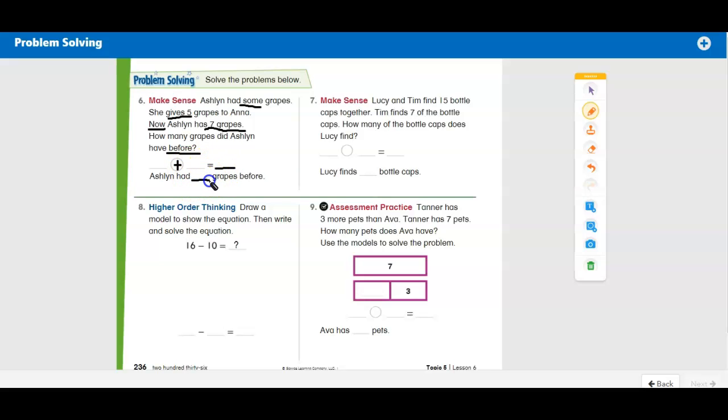You will write your answer at the end, and then in the sentence, Ashlyn had blank grapes before. So write the two numbers that we know in the blank and add them together. Then write your answer again to complete the statement.